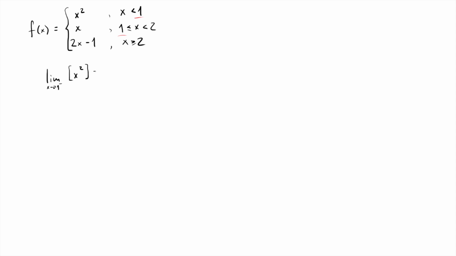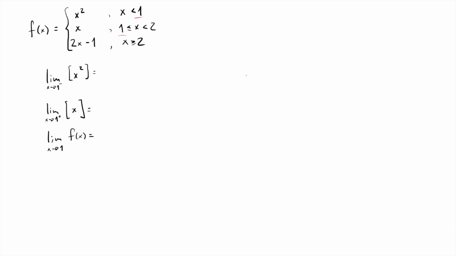Okay, so we'll find that limit. Then we'll find the limit as x approaches 1 from the right. On numbers slightly greater than 1, it's going to be defined as just x. And then our general limit as x approaches 1 of f of x.